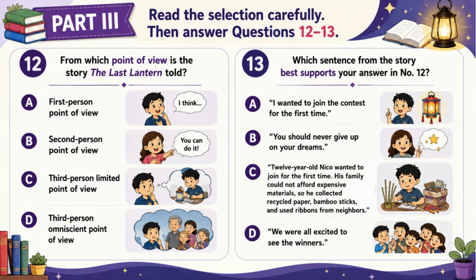Number 13. Which sentence from the story best supports your answer in number 12? A. I wanted to join the contest for the first time. B. You should never give up on your dreams. C. 12-year-old Nico wanted to join for the first time. His family could not afford expensive materials, so he collected recycled paper, bamboo sticks, and used ribbons from neighbors. D. We were all excited to see the winners.